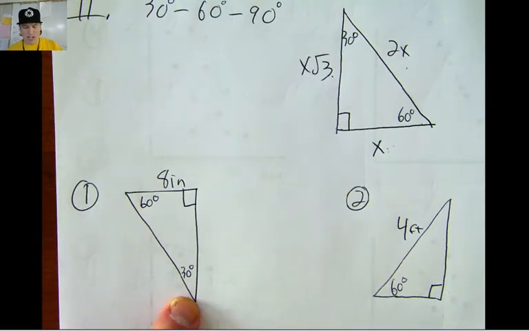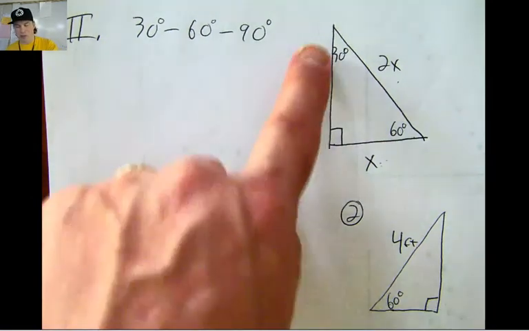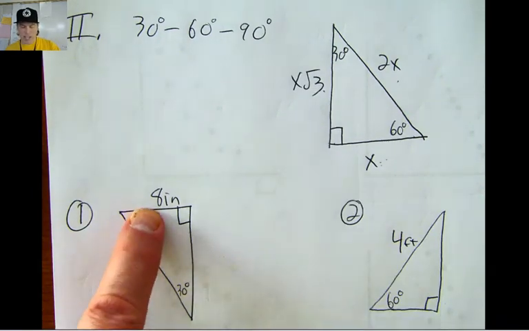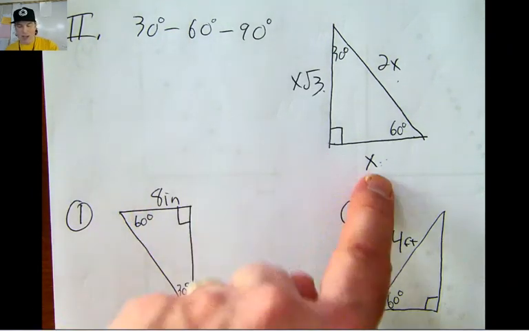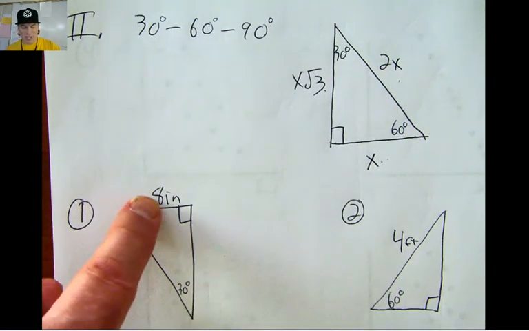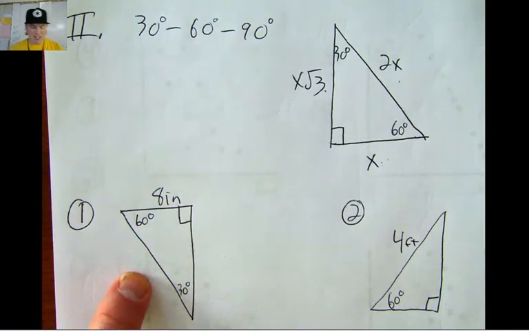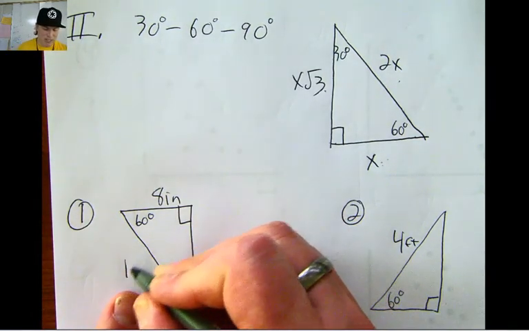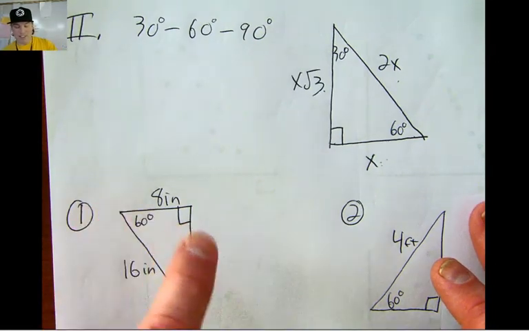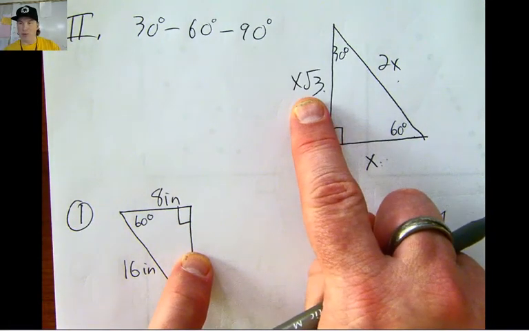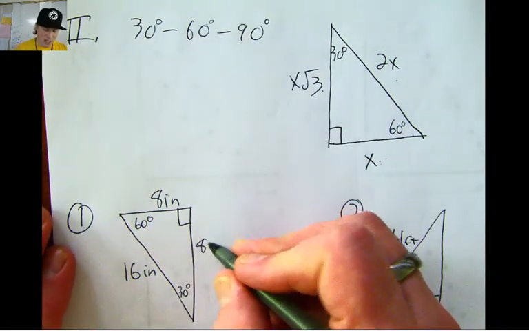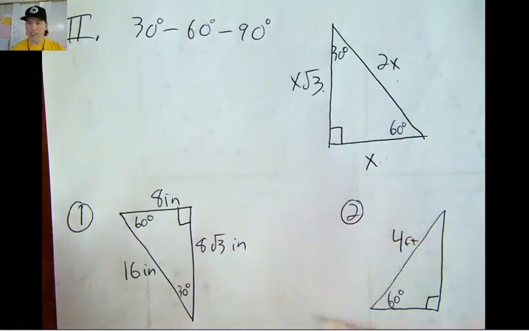They've given me the side opposite the 30, which is the dream scenario, that they give you the smallest side, which is the x side. That means that the hypotenuse is going to be 2 times that x side, and because that x side is 8, this side would have to be 16 inches. And then the side opposite the 60 degrees is the x root 3 side, so because x is equal to 8, this would be 8 root 3 inches.